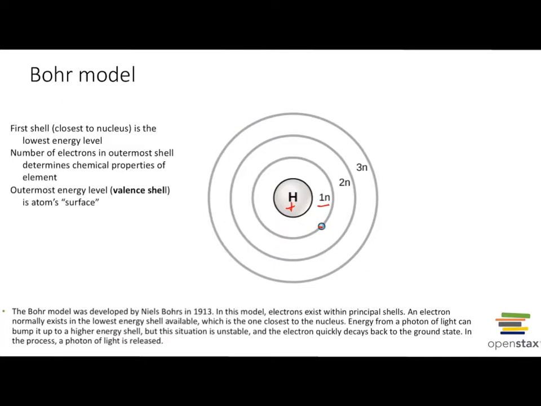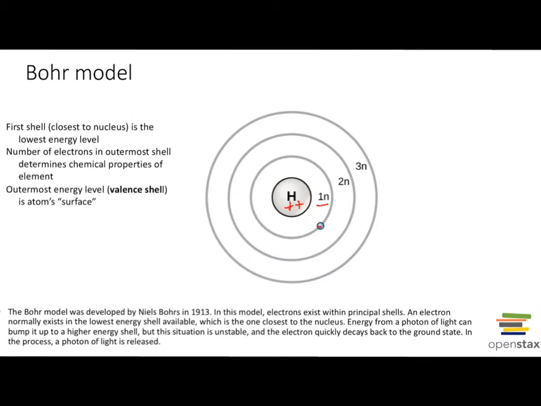If it was helium, helium had 2 protons, and it had a second electron swirling around out there. After we get past 2 electrons, then we're going to move into the second shell, this outer shell here, and that shell can carry more electrons.